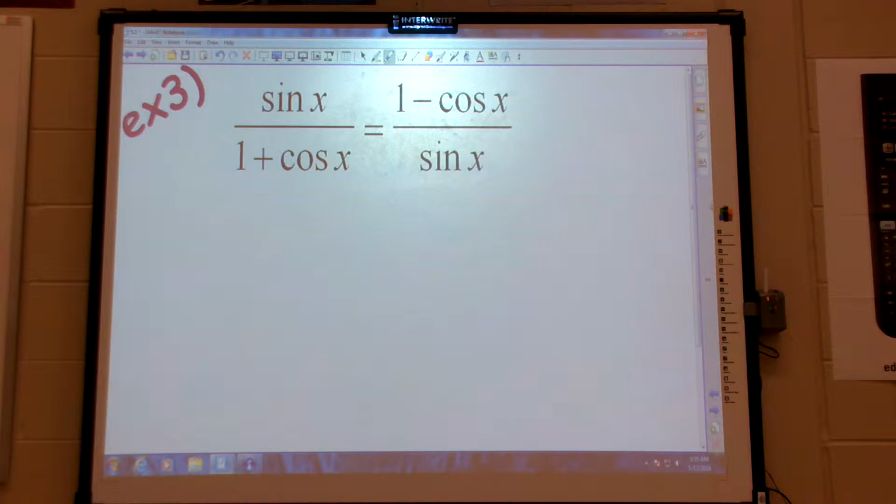Now in this case, what side do you want to pick? Left. Left? It doesn't matter in this case, does it? They look about the same. It's okay, it doesn't really matter. We'll do the left.